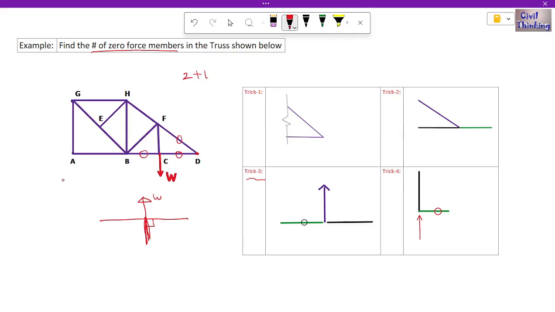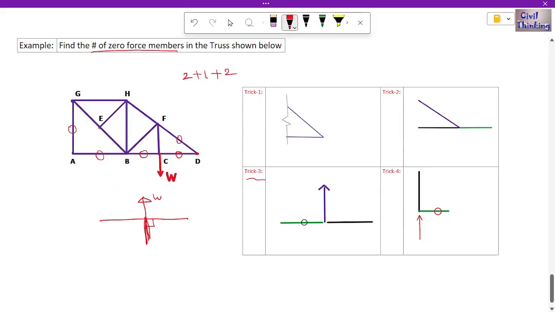Now look at joint A. Joint A is similar to trick 1 again. We have 2 members, and at A there is no support or external load, so both of them are zero force members. So we have another 2 zero force members.